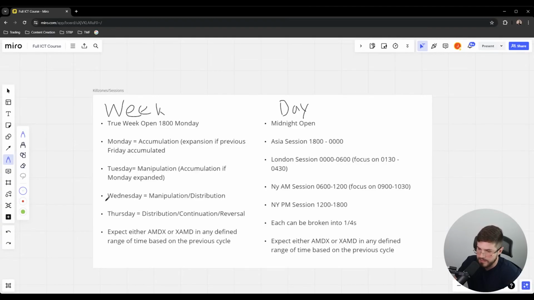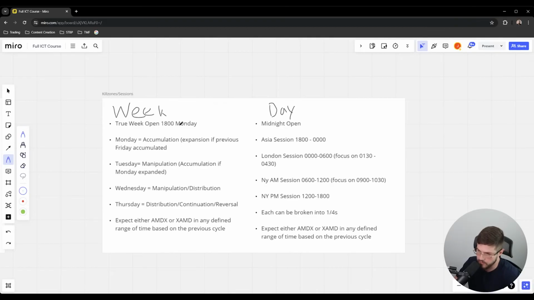Okay, so Wednesday is either going to be manipulation or distribution based on the other two. And Thursday is going to be distribution or continuation or reversal based on the previous two, like we just talked about. So you ideally want to be trading Tuesday to Thursday. These are the days that I live trade with all my students. And there's a reason for that. It's not just because I like trading those days, it's because I get my best results.